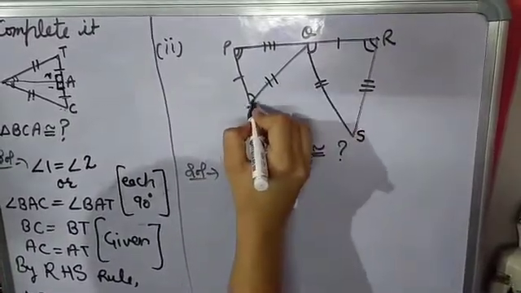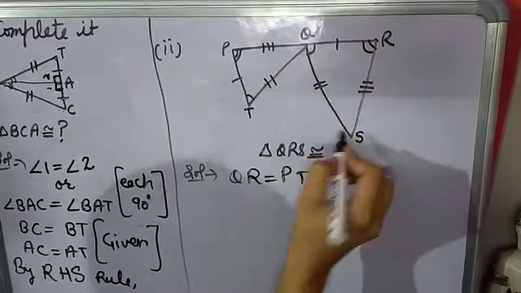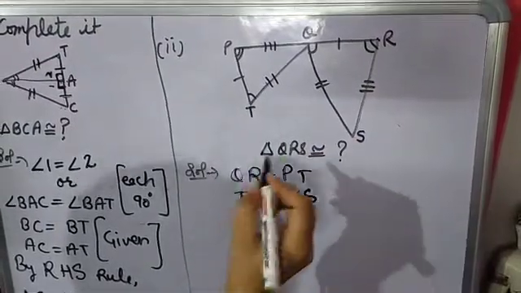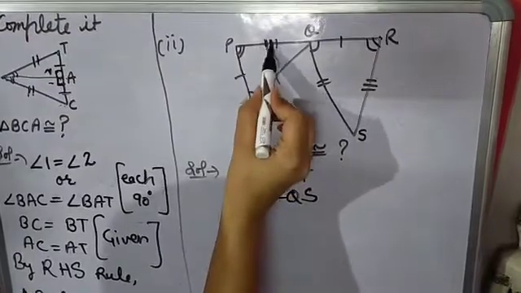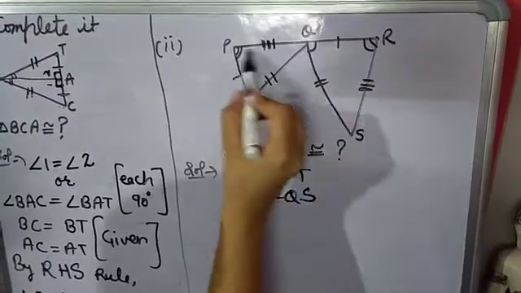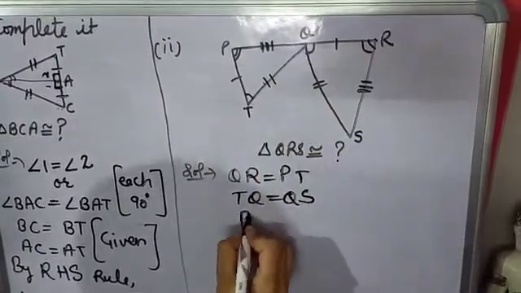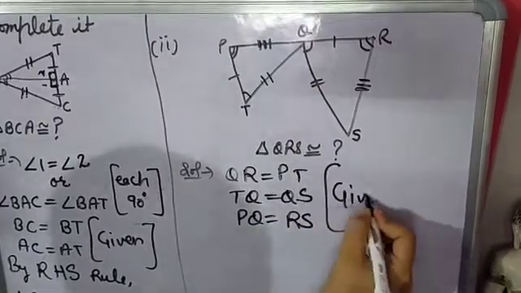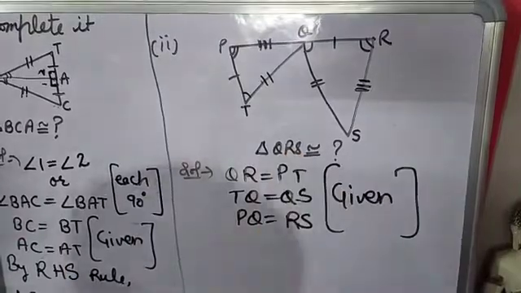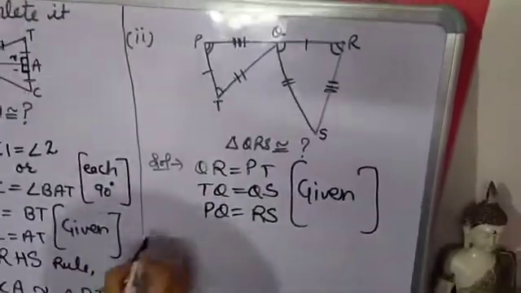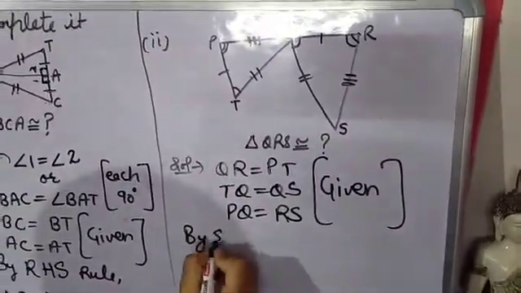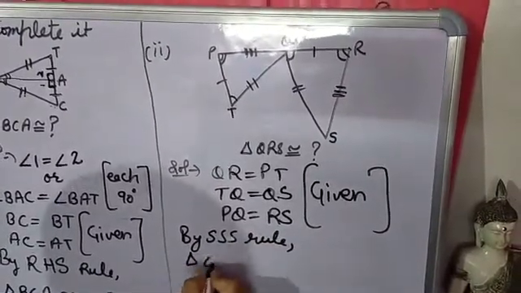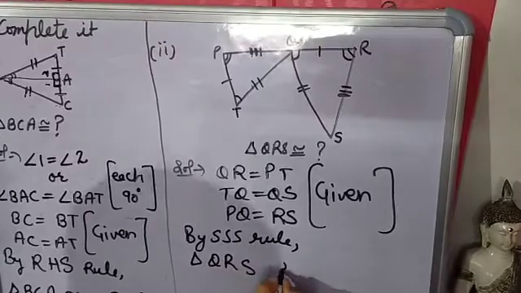QR is equal to PT. This one and this is also one. Now second is these two lines and these two lines. It means TQ is equal to QS. And third is this. This is 3. This is 3. PQ is equal to RS. And what is the reason? Given. All these corresponding parts are given in the figure. So by SSS rule, triangle QRS, now look how we write the name of the next triangle.